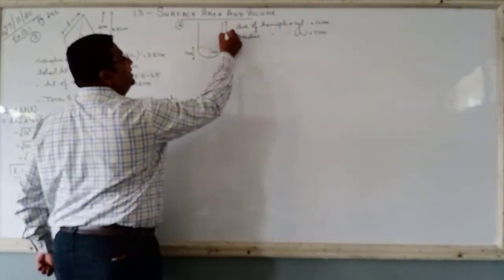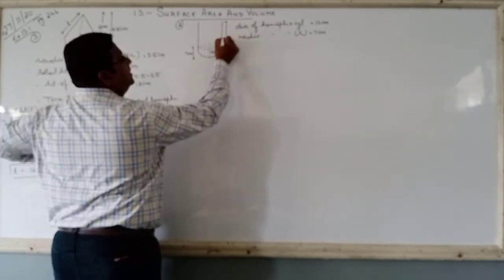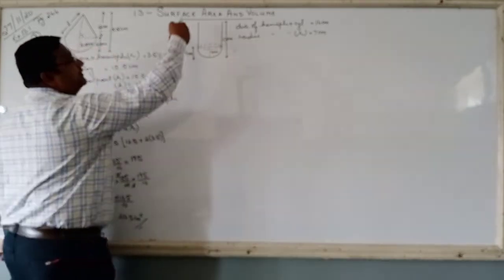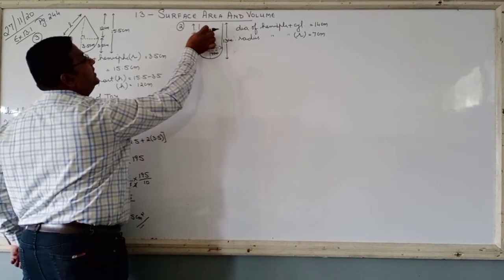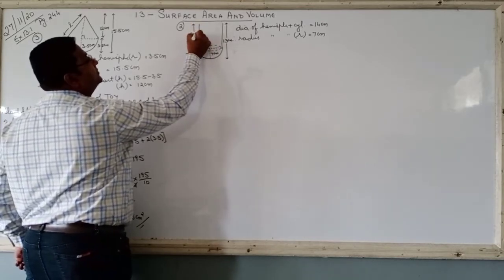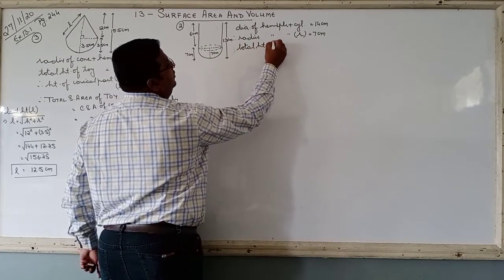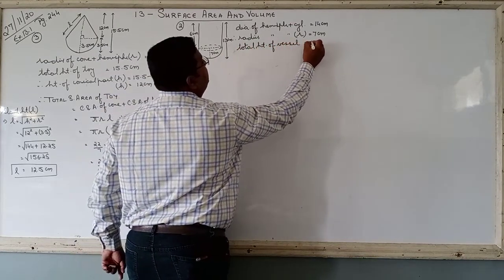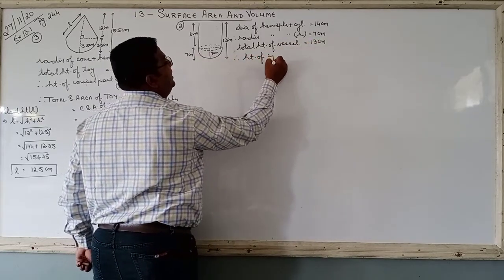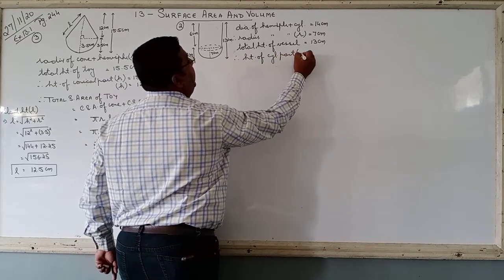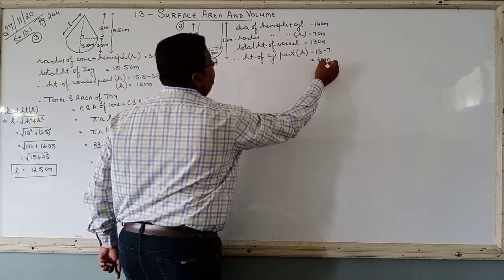Then he says the total height of the vessel is 13 centimeter. This total height is 13 centimeter from this tip to this tip. So we can see that the height of the cylindrical part is 13 minus 7, that is how many centimeters? 6 centimeters. Total height of vessel is equal to 13 centimeter. So therefore height of cylindrical part h is equal to 13 minus 7, that is 6 centimeter.